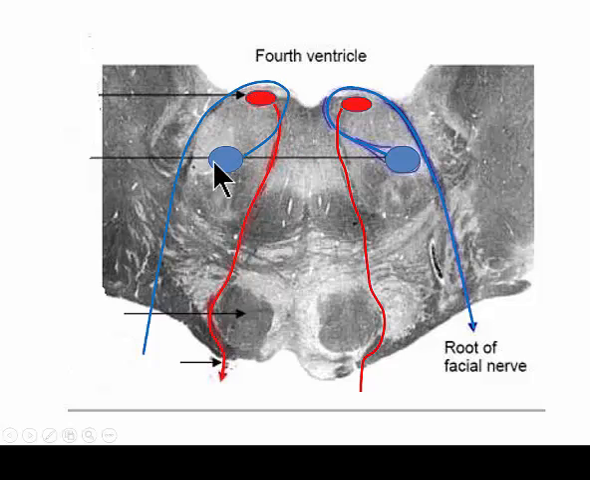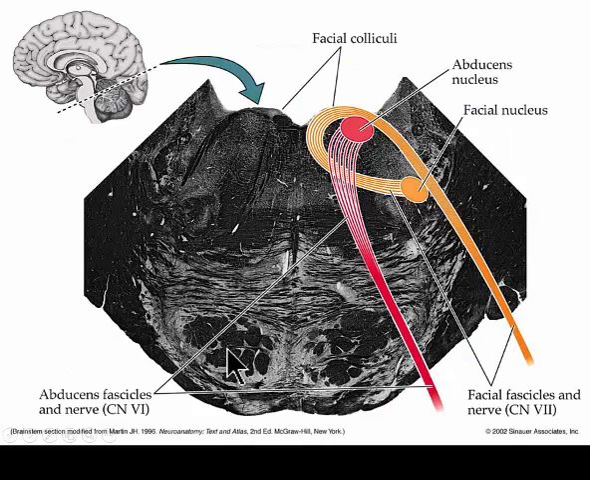This is just a nice little sketch, once again, exaggerating the genu of the facial nerve, facial motor nucleus, 6th or abducens nucleus. Another picture, beating it into your head. Look at how 6 comes down here. 7 goes medially and then down like this.